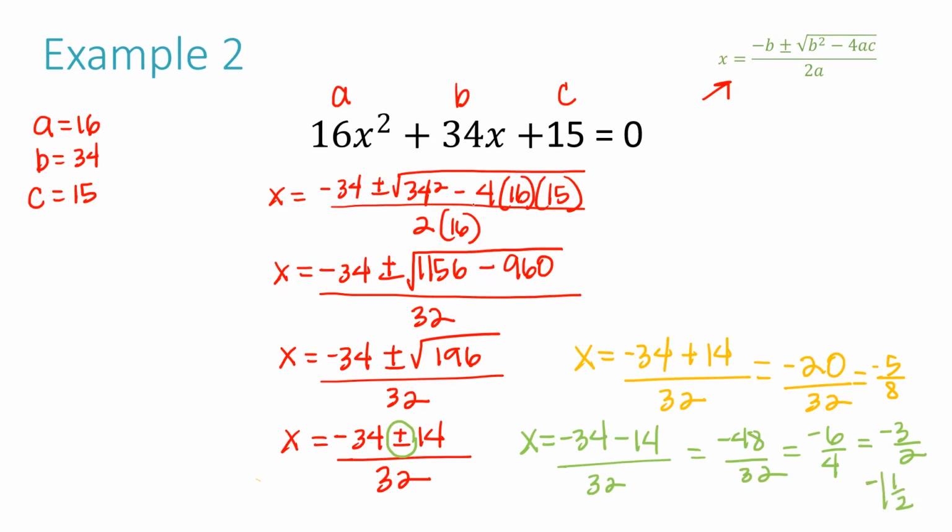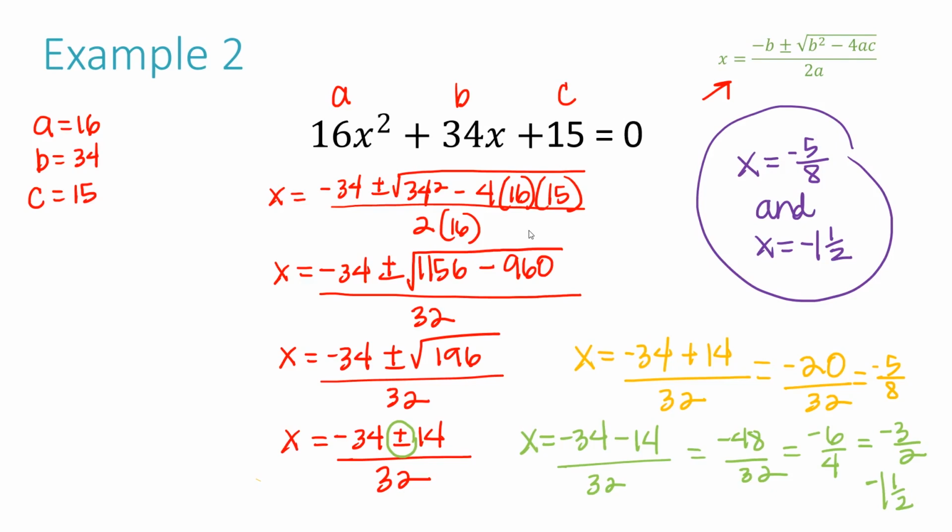Now I'm going to clarify my answers. The only two things that I can plug into this equation that is going to give me a true statement or a balanced equation is x equals negative 5 over 8 and x equals negative 3 over 2. So again, like I showed you in the first example, if I were to plug these two values into my equation, I'm going to get 0 on the left, and that would equal the 0 on the right. These are the only two numbers that would allow that to happen. There are no other numbers that you could plug in to get 0 equals 0.